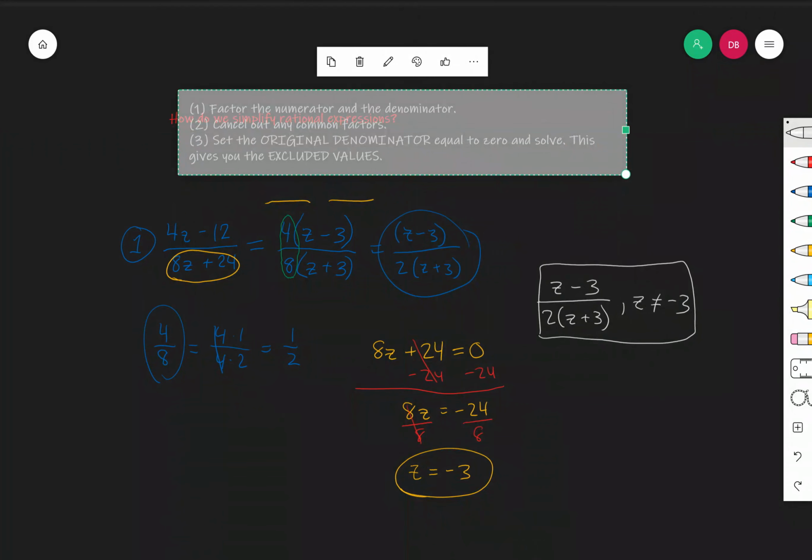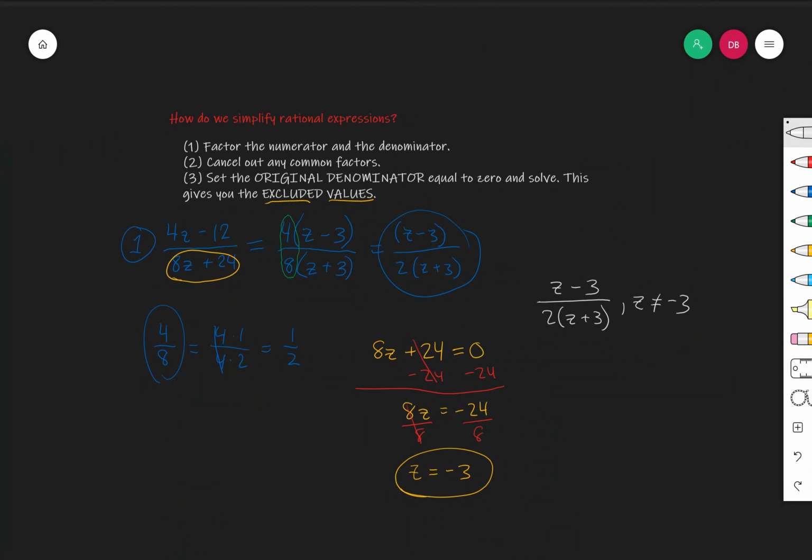Oops, I'm doing all kinds of crazy stuff here. I don't even know what I'm doing. Accidentally uncircled that. We'll circle it again.